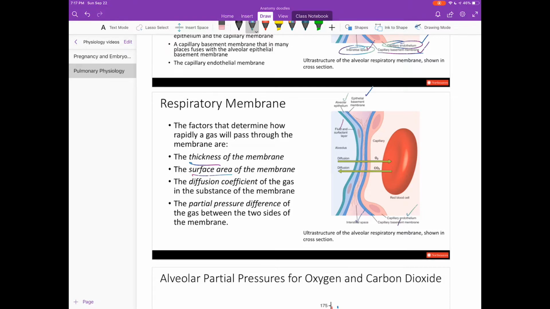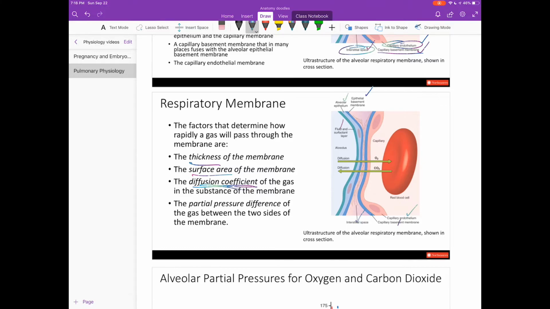The surface area of the membrane refers to how much area the capillaries will contact with the respiratory membrane. So if we have a respiratory membrane that is degenerating, but we haven't changed the number of capillaries, then we have a decreased surface area for the capillaries to contact the respiratory membrane. The diffusion coefficient of gas we'll go over in a minute, but how fast the gas can travel through these membranes makes a huge difference in how readily it will pass.